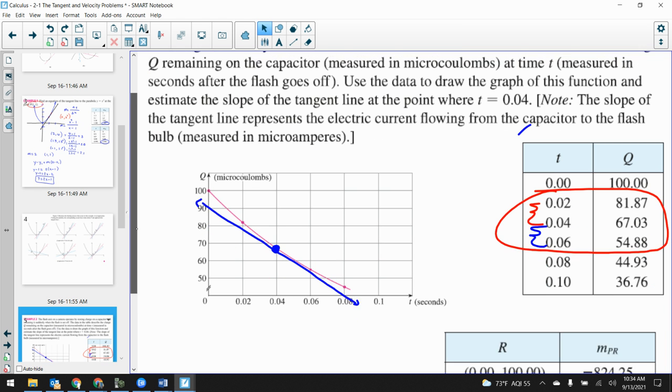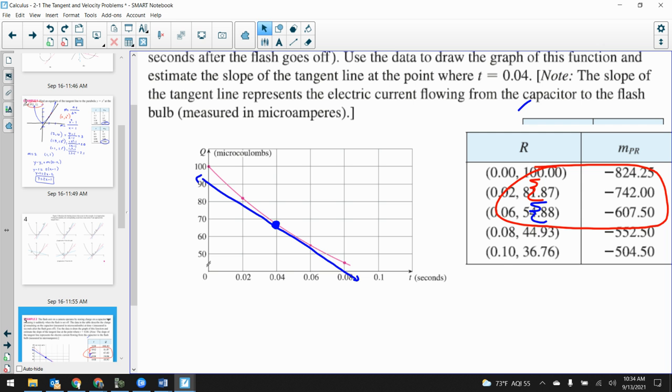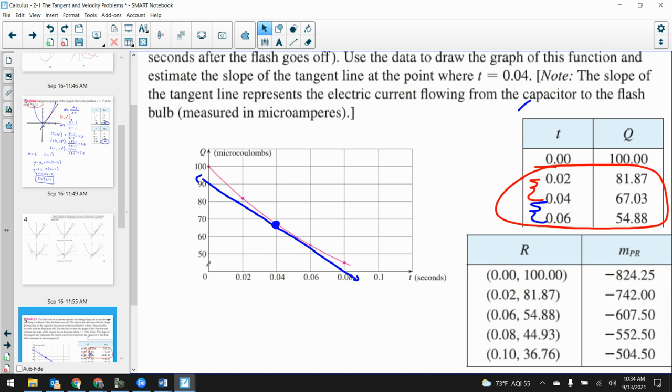Again, I copied this table from the book here. Oh, there we go. And we say, okay, look at what we have here. This is the value that we're using, the coordinate that we're using. So here are those coordinates that I circled above, right? The 0.02, 81.87, and the 0.06, 54.88. We're saying, okay, between these 2 points, right there, and 0.04, 67.3, these are the corresponding slopes.